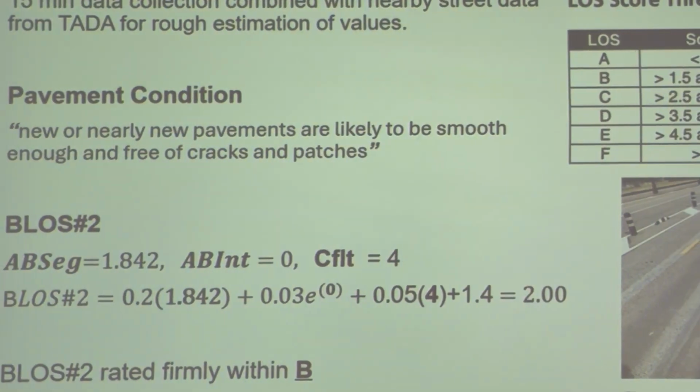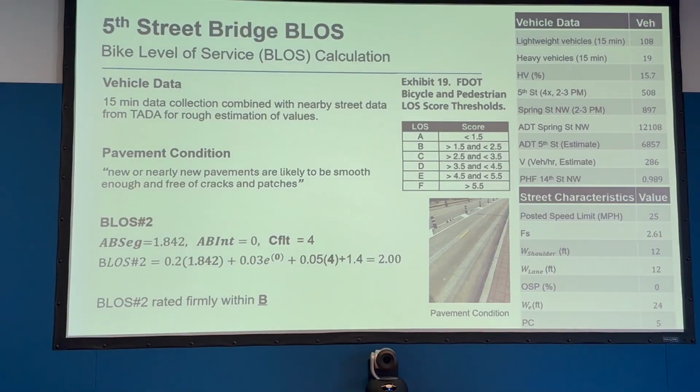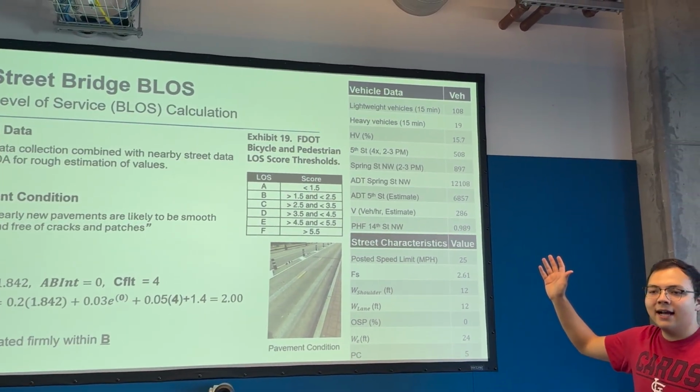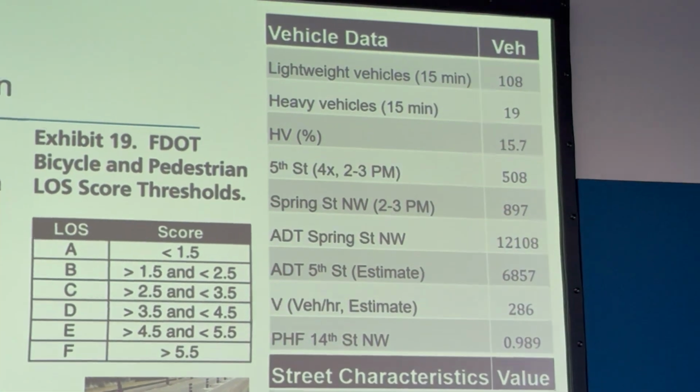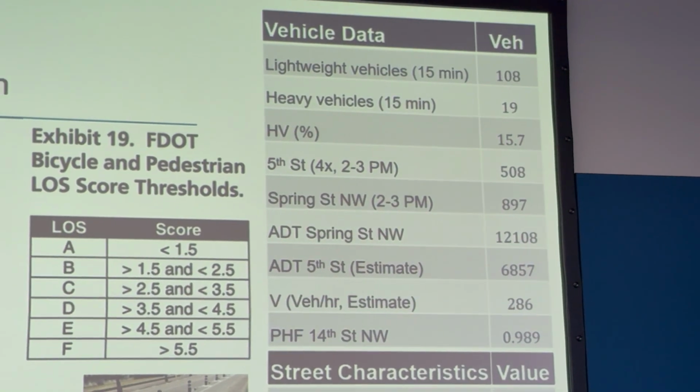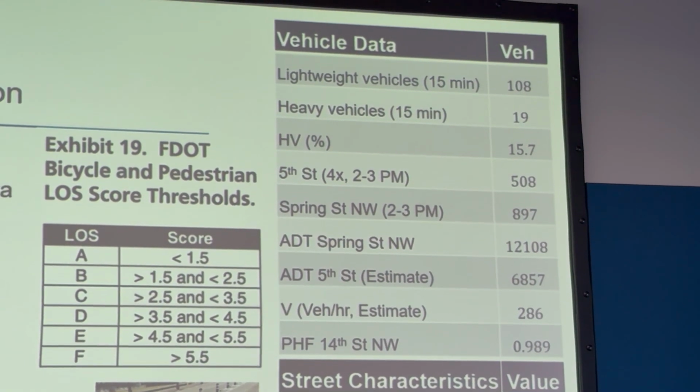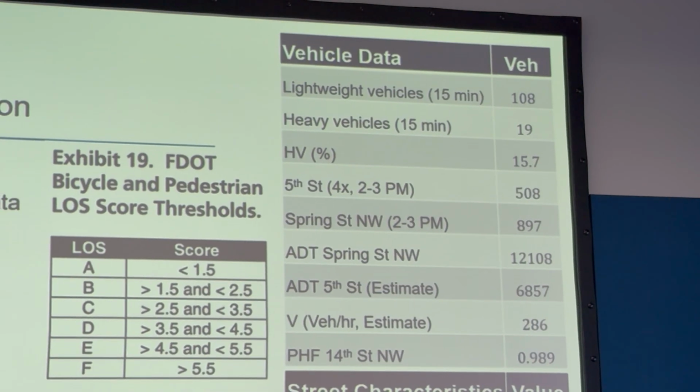Next slide. For our AB segment, we have vehicle data that is a combination of both a 15-minute data collection we conducted, as well as estimates created from utilizing TDA data for both the V and PHF values.